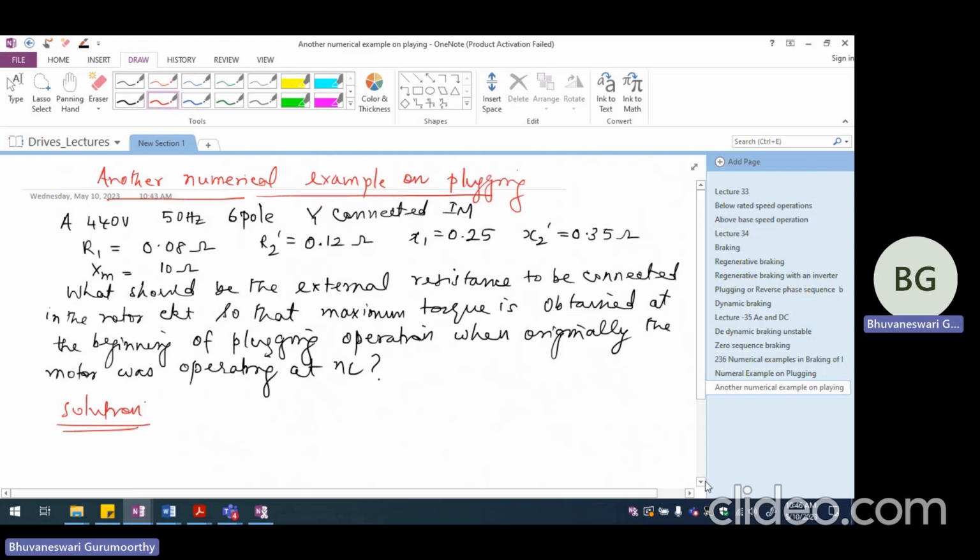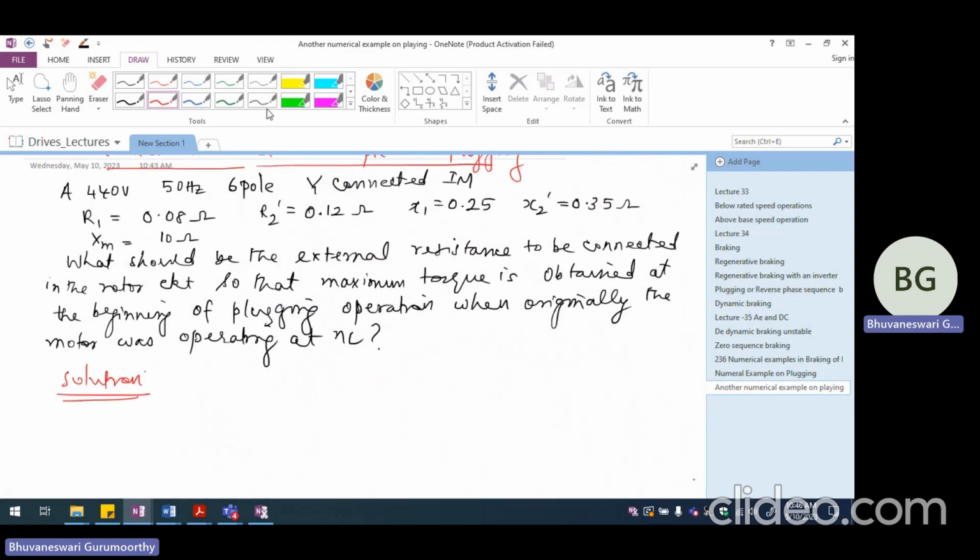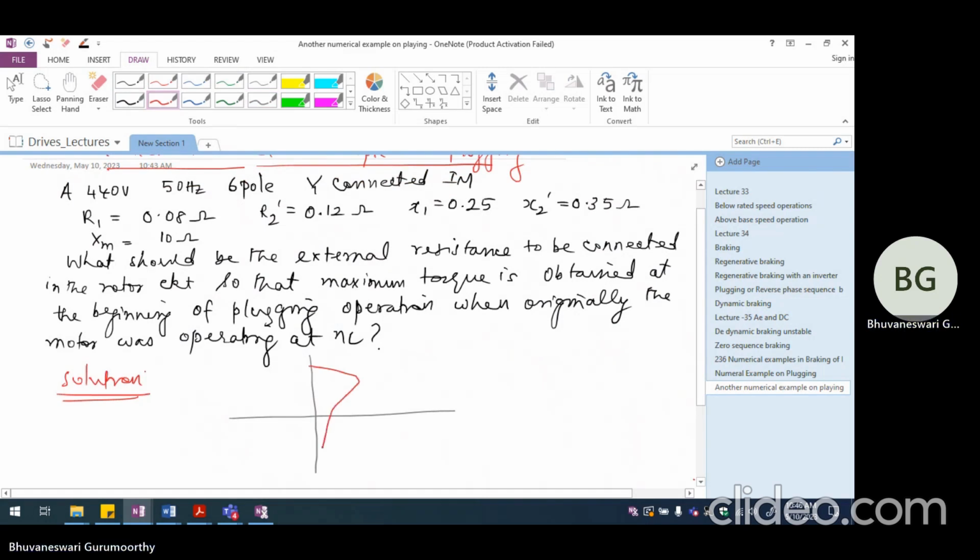See, if we look at it from the characteristics viewpoint, let us say this is the speed torque characteristics of the induction motor, and if I am going to initiate plugging operation, the plugging operation should work with ACB phase sequence. So I should have it somewhat like this. This is the plugging operation with ACB phase sequence.